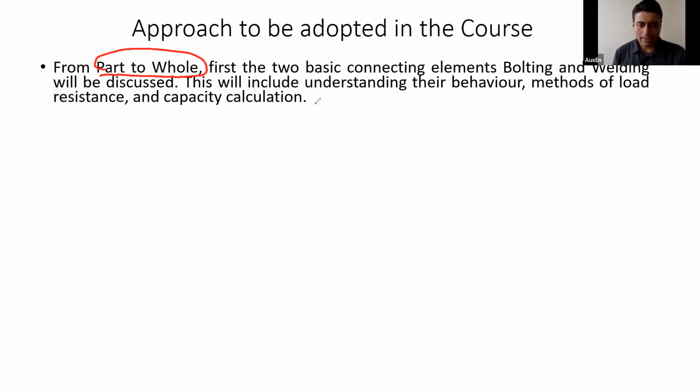What are the two basic connecting elements? The two basic connecting elements that you see are bolts and welds, correct? So either you have bolts or you have welds. Do you have rivets? Rivets are only in the textbooks. Yeah, it's not used in any of the structures these days.